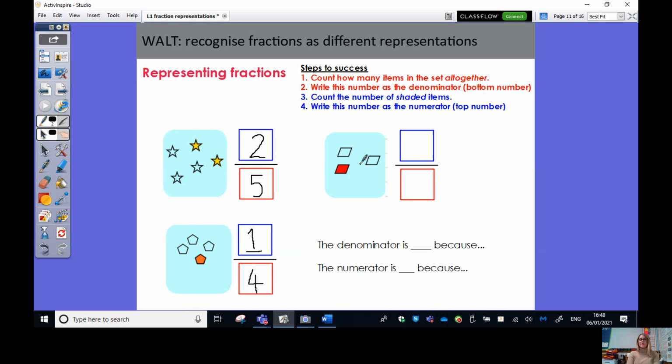Okay, now having a go at the last one, I'm just going to pause for a moment. I just want you to think in your head this time, what is my fraction showing? Okay, so hopefully you've got the denominator is 3 because there are 3 shapes in the set, and the numerator is 1 because there is 1 shape shaded. So altogether, this is showing me 1/3 in that representation.